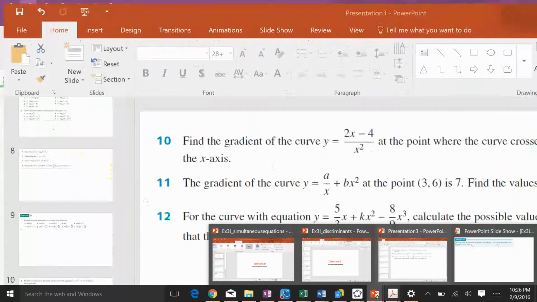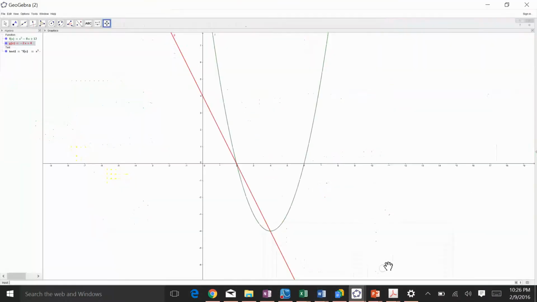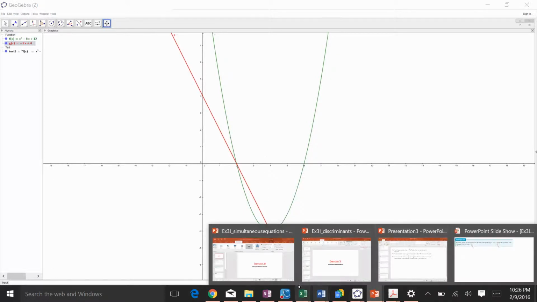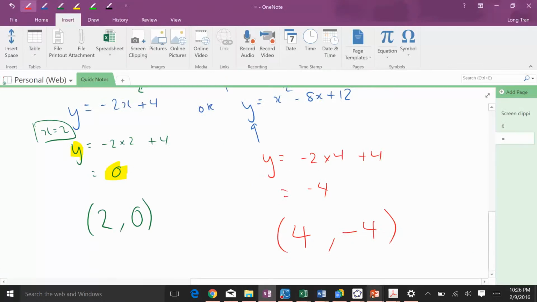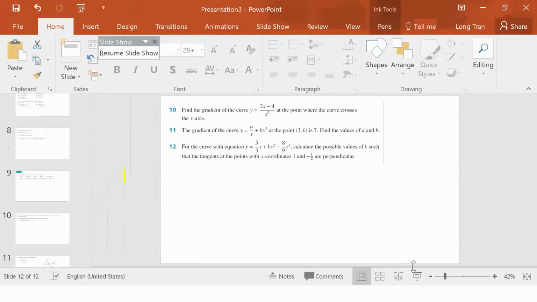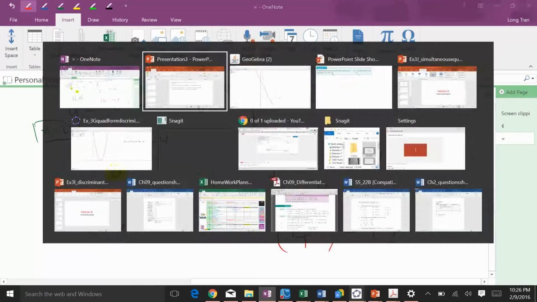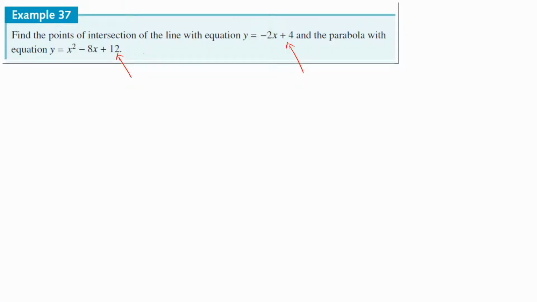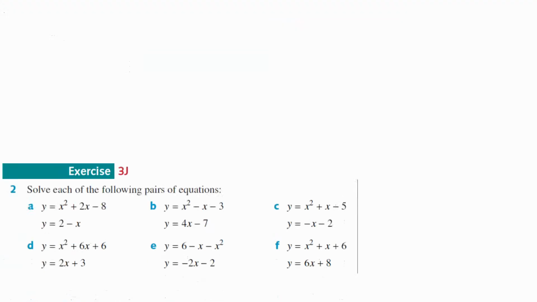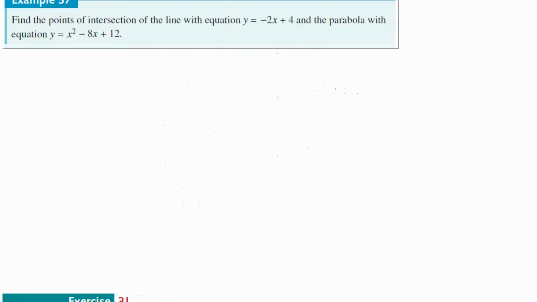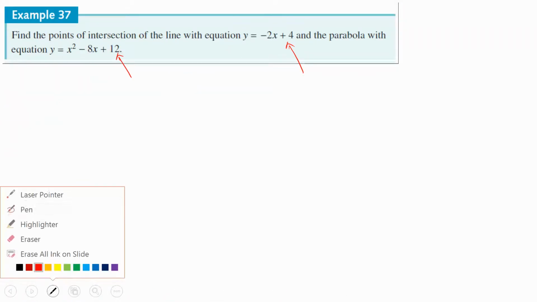So let's look back at my graph. Is that true? Yeah, roughly. Look at that, that's negative 4, it goes over to here, and over there, that's 4 and negative 4. So it looks right. Okay, so I think my solutions are correct. Cool. And that's all I was trying to do. It says find the points of intersection, and I did. I found the points of intersection.